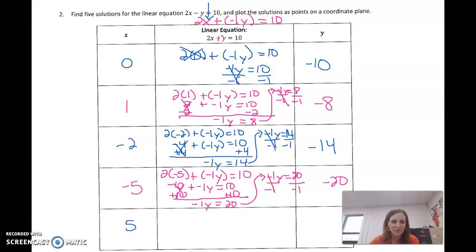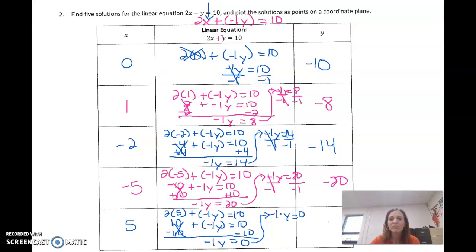Yes, positive 5. 2 times 5. Again, just plugging in for x. That's the x values we did here. Plus a negative 1y equals 10. Last time I have to do this one. 10 plus a negative 1y equals 10. Then I'm going to subtract 10 from each side. And I get negative 1y equals 10 minus 10, which is 0. So you got to write a 0 there. That's the only thing left over there. Negative 1 times what number equals 0? 0. Anything times 0 is 0.